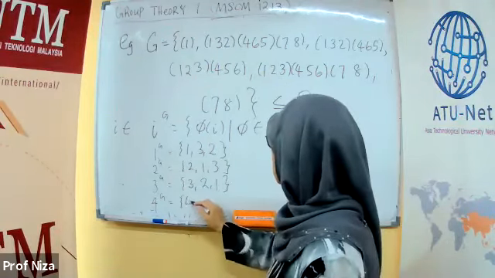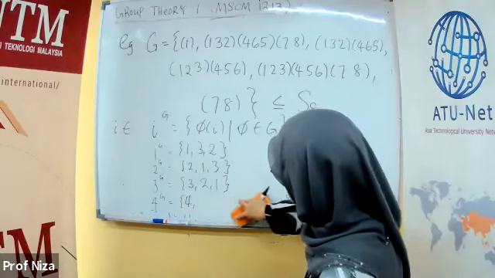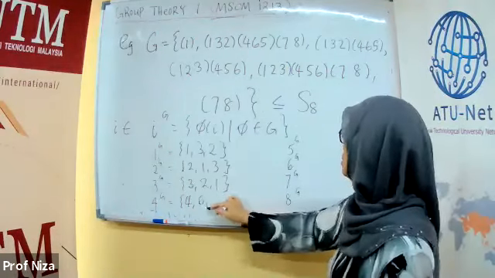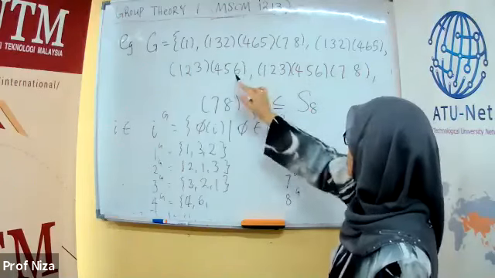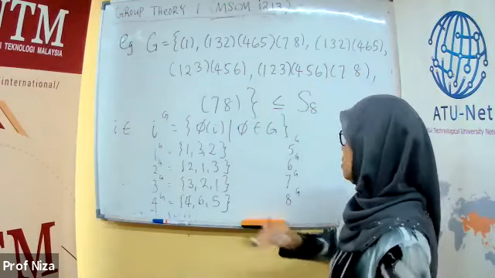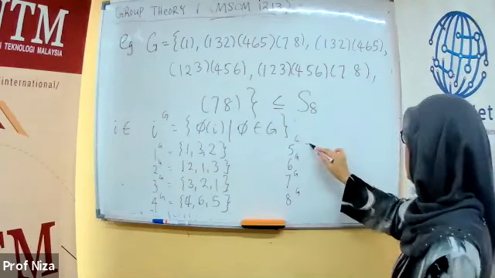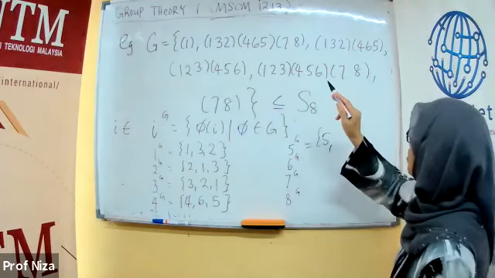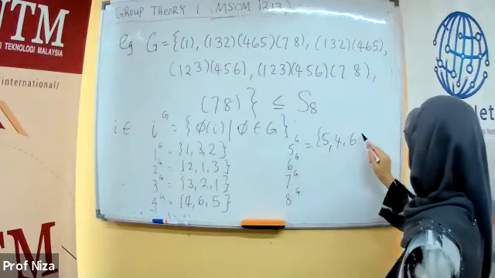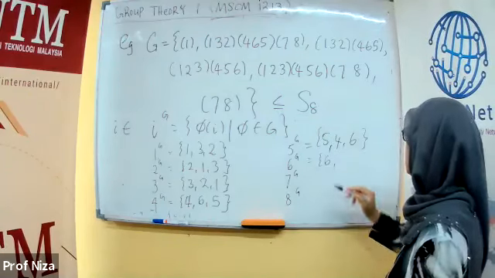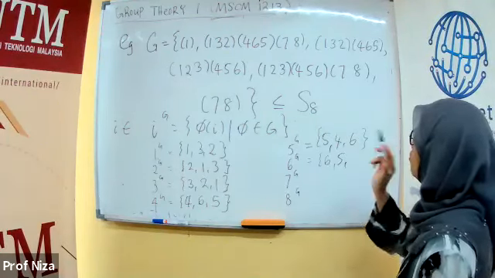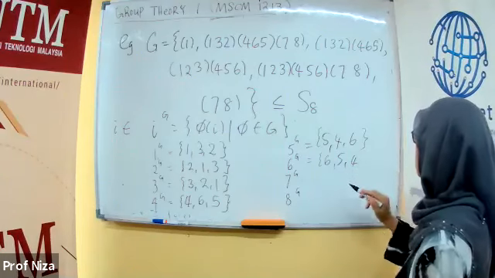Image of 4. The first one is itself because of the identity. Image of 4: 4, 6, 6, 5, 5, 4. Okay. Image of 5: 5, 4, 4, 6, 6, 4. Image of 6: 6, 5, 5, 4, 4, 6.